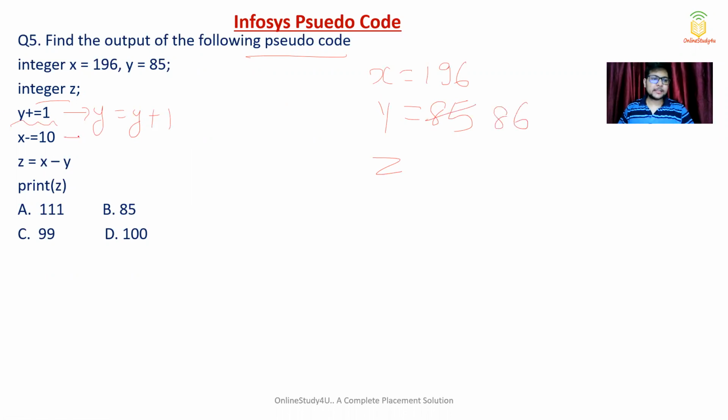And I say X minus equal to 10. That means X is equal to X minus 10. Decrement the value of X by 10. So it will be 186. And now I say Z is equal to X minus Y. That is 186 minus 86. That is 100. And now I have to print the value of Z. The value of Z is 100.